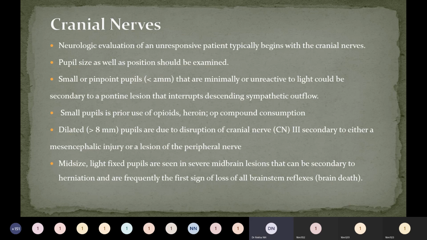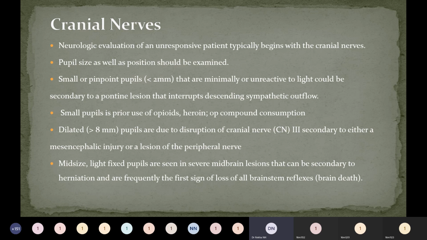Apart from this, one basic thing is we have to give the depth of the coma, so we use either the Glasgow Coma Scale or the FOUR score. Next we go for the cranial nerve examination. In unresponsiveness we start with 1 to 12, but only some are feasible; we cannot test the olfactory nerve. For the second and third, we look at the pupillary size and position, and whether it is a pinpoint pupil or a dilated pupil.